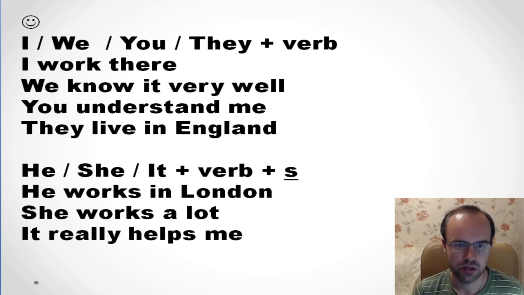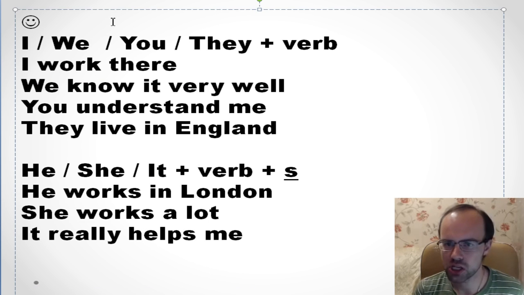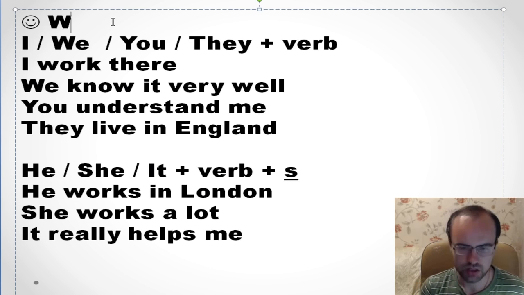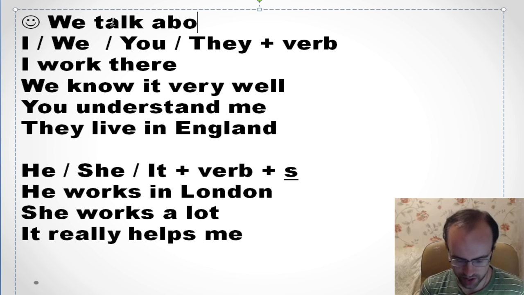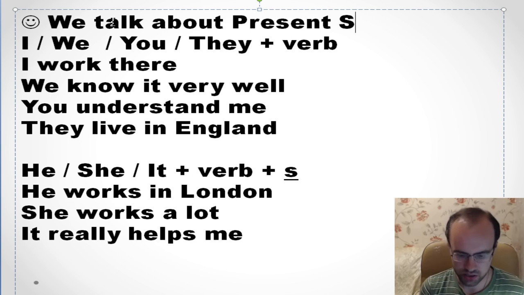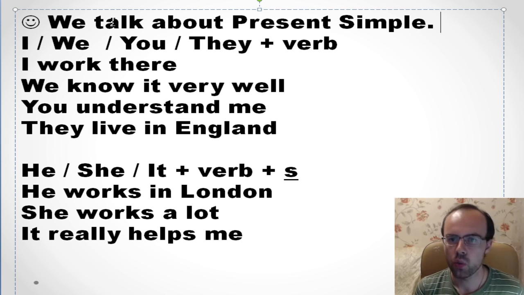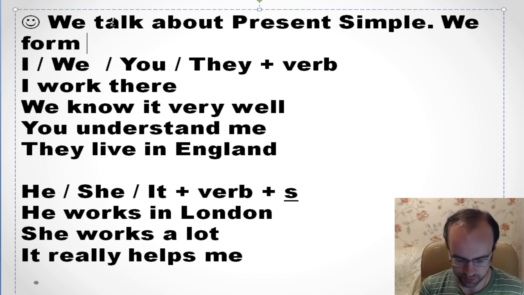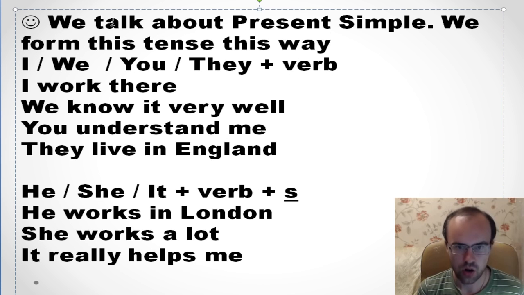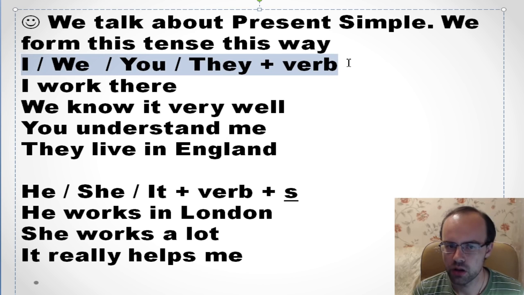Okay, good. So, you know that we talk about present simple. We form this tense this way. I plus verb, and we plus verb, you plus verb, and they plus verb.